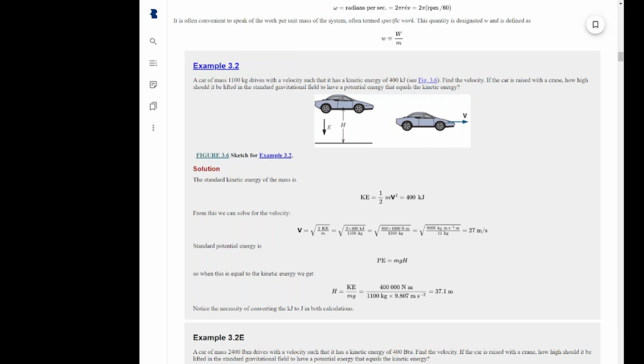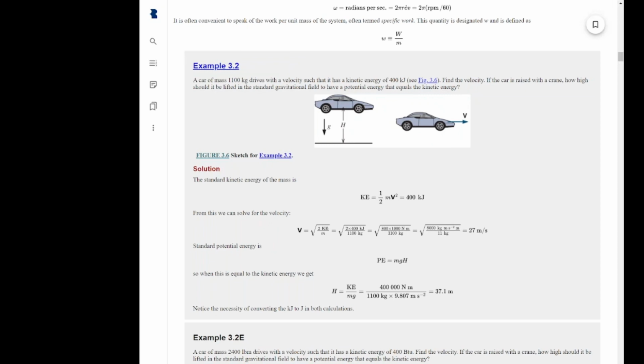Okay, so we can do that from the kinetic energy equation. And then if it's raised with a crane, how high should it be lifted in the standard gravitational field to have a potential energy that equals the kinetic energy. Okay, so we have two equations. Essentially, we're going to use the kinetic energy equation and the potential energy equation. Now we're applying the kinetic energy equation. Essentially, we just algebraically manipulate this and solve for velocity.